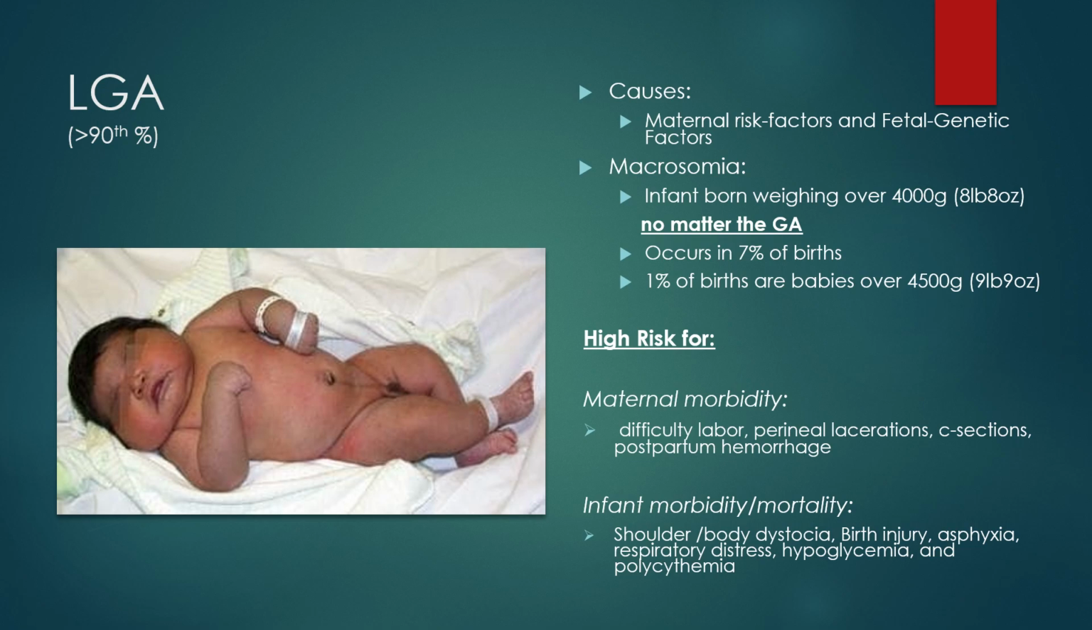LGA or macrosomia also causes major issues for the baby. Have you ever heard of a baby getting stuck during delivery? A large baby can have what we call a shoulder or body dystocia, where it gets stuck in the mother's pelvis during delivery. This is considered a medical emergency. It may lead to birth injuries, like the baby getting a broken clavicle, brachial plexus injuries, and even asphyxiation. If the baby does come out without any complications, LGA babies do struggle with respiratory distress, hypoglycemia, and polycythemia.